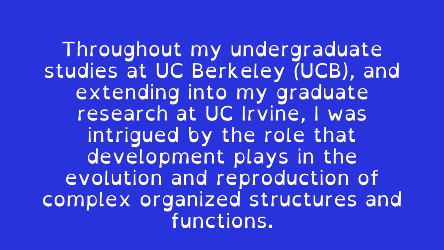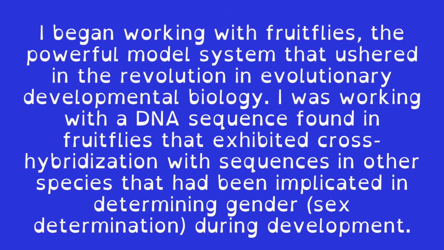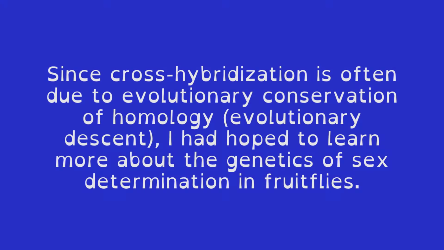Throughout my undergraduate studies at UC Berkeley, UCB, and extending into my graduate research at UC Irvine, I was intrigued by the role that development plays in the evolution and reproduction of complex organized structures and functions. I began working with fruit flies, the powerful model system that ushered in the revolution in evolutionary developmental biology. I was working with a DNA sequence found in fruit flies that exhibited cross-hybridization with sequences in other species that had been implicated in determining gender, sex determination during development. Since cross-hybridization is often due to evolutionary conservation of homology, evolutionary descent, I had hoped to learn more about the genetics of sex determination in fruit flies.